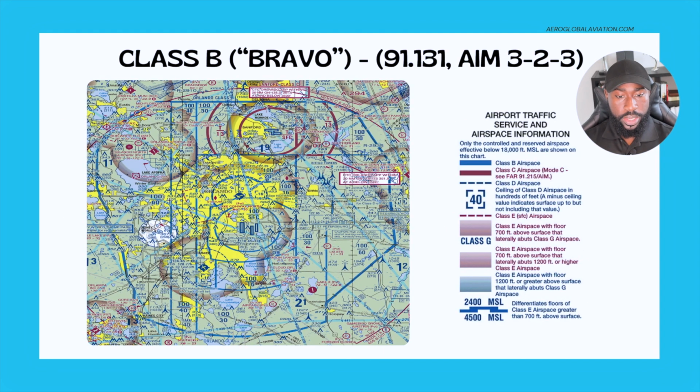And this right here is an image of what the Class Bravo airspace in Orlando looks like. You typically have all these solid blue lines that demarcate different sections of the Class Bravo airspace. Usually the farther you go out from the airport itself, the higher the floor of the Class Bravo airspace starts. Typically, around the airport, it starts from the surface up to 10,000 feet.